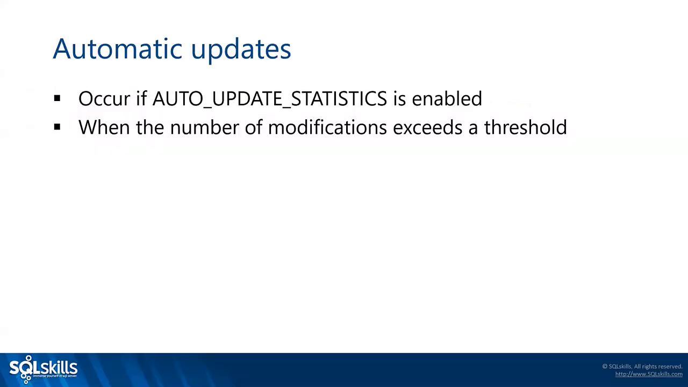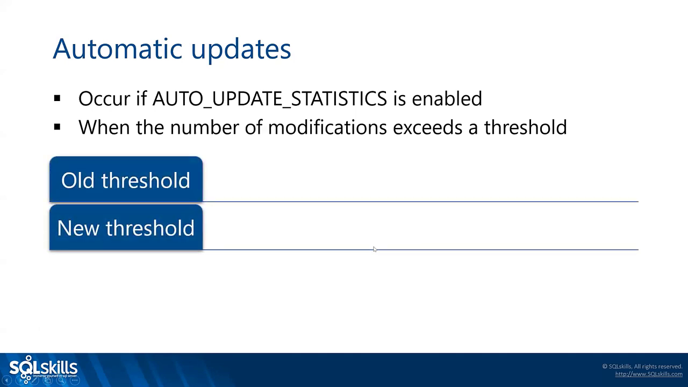Automatic updates, I think for the most part, are a good thing in SQL Server, right? You need to have the auto update statistics option enabled. And the auto update kicks in when the number of modifications to the column for the statistics exceeds a particular threshold. And there's two thresholds that you've got to be aware of. There's the old threshold, which was 20% of the rows plus 500 changed, right? When that threshold was hit, then it would go ahead and update.